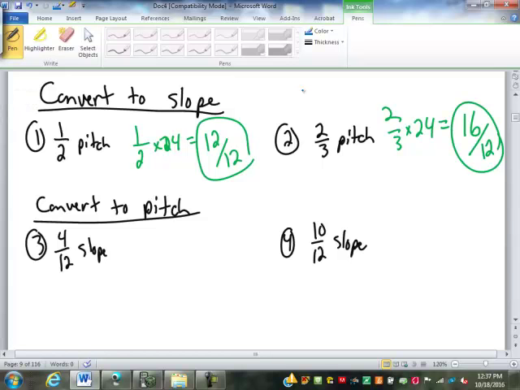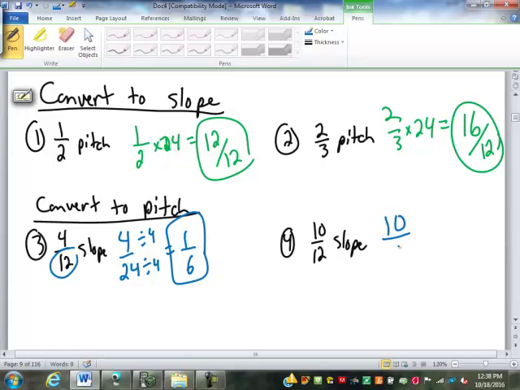To turn a pitch into a slope, what do we do? You double the denominator and reduce. So 4/12 becomes 4/24, and you can reduce that by dividing both by 4. It's a 1/6. 10/12 becomes 10/24. You can divide both of those by 2. Becomes a 5/12 pitch.